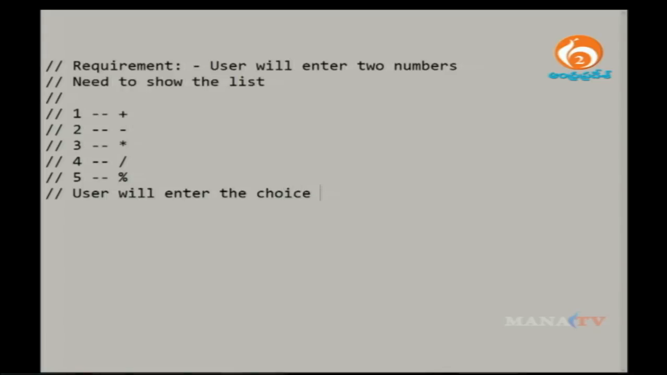User will enter the choice here. Once the choice is entered, either 1, 2, 3, 4, whatever it is, according to that you need to show the particular operation there. So if you are showing the plus, it has to be addition, subtraction, all these things. You guys are clear on this example, right?